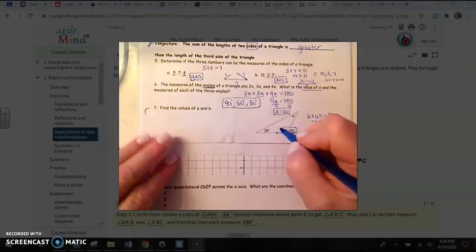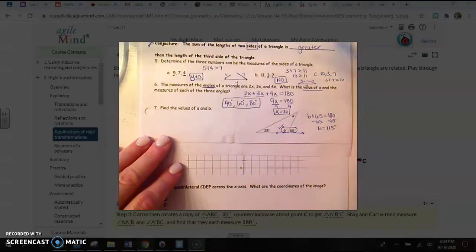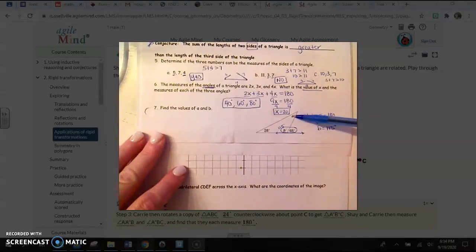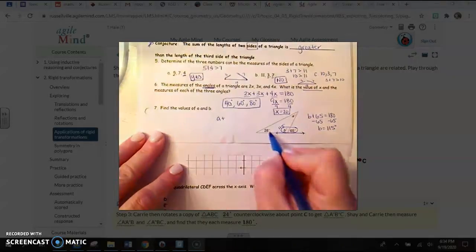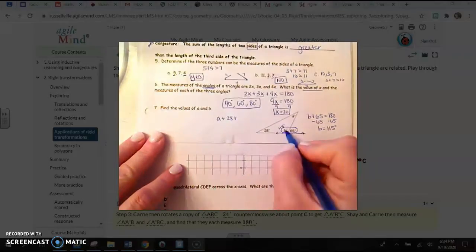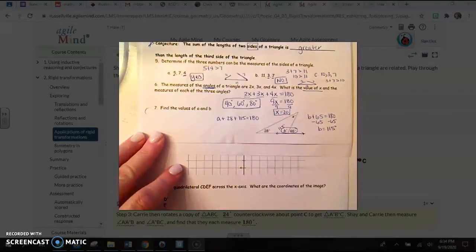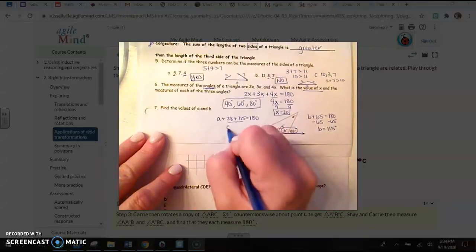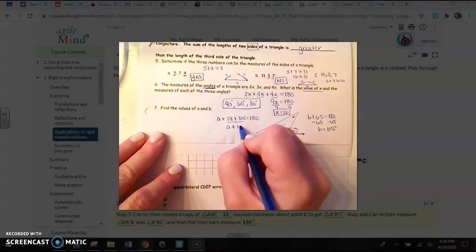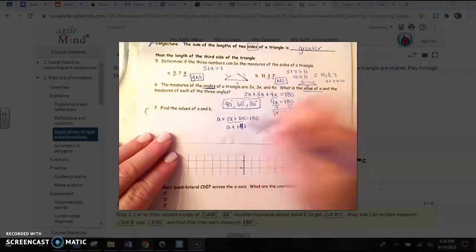So now that I know this one is 115 degrees, I can find a, because using number 1 on our notes, we know the sum of these 3 angles has to be 180 degrees. So the A plus the 28 degree angle that was given plus B, which we found to be 115, have to add up to be 180 degrees. So we can add the 28 and the 115 together to get a total of 143.